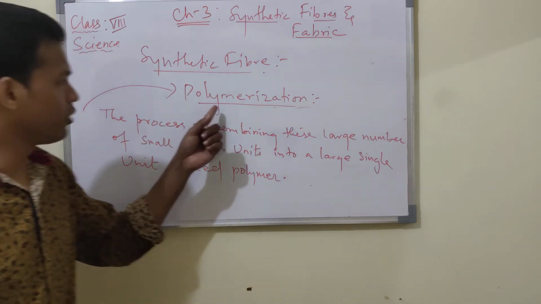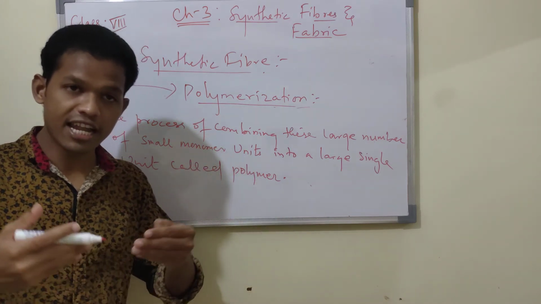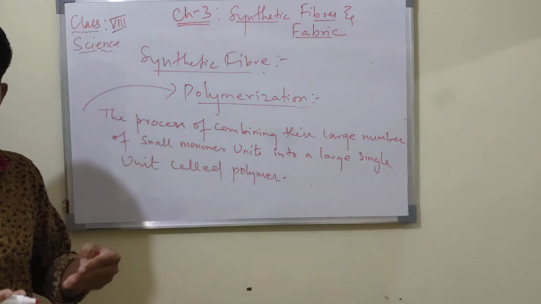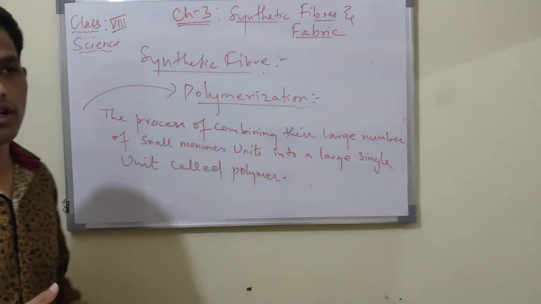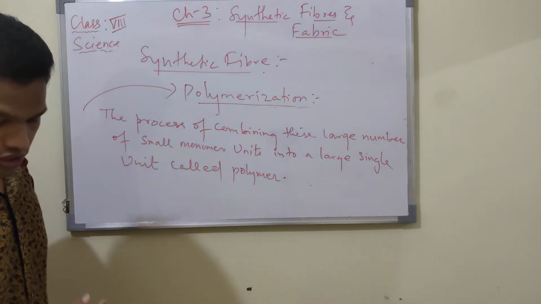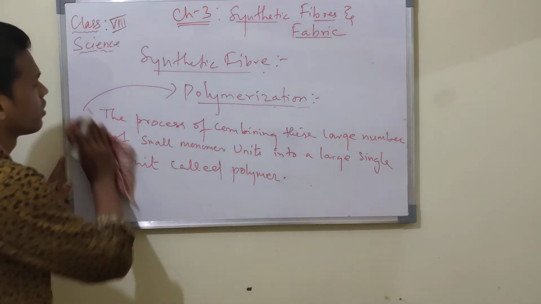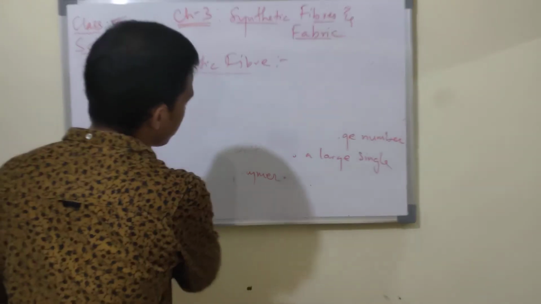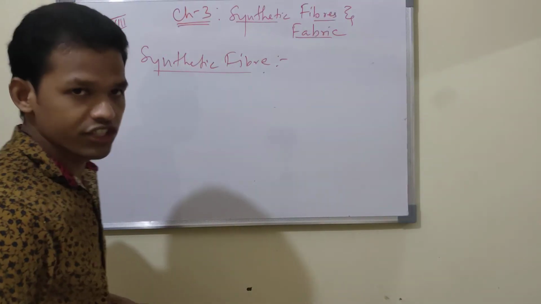I already told you about polymerization. Monomer units are arranged in a cross-linked or linear fashion. In nature also, this polymer occurs. Polymers take place in nature itself.